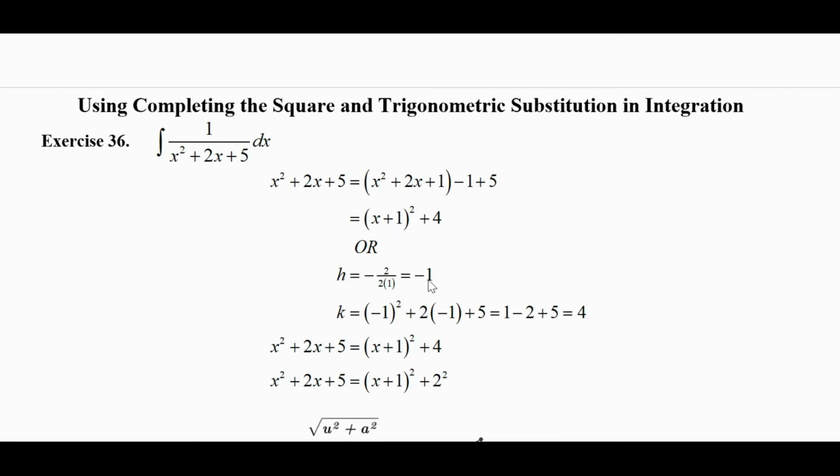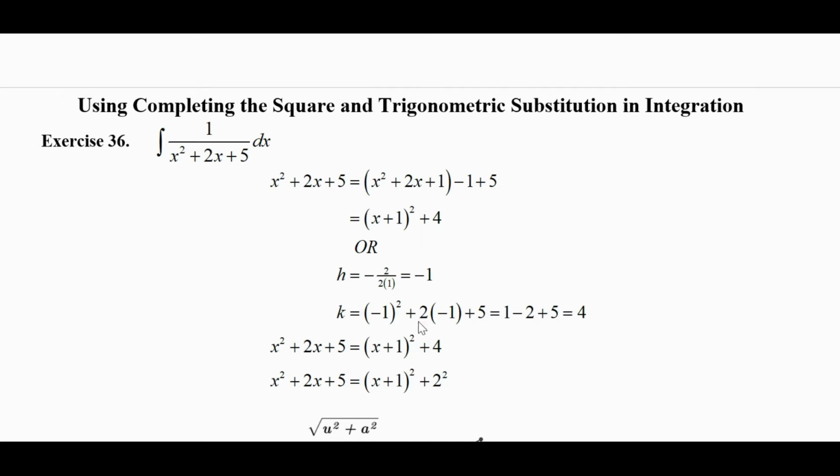To get the 4, we take the negative 1 and plug it into this polynomial, like this. Negative 1 squared plus 2 times negative 1 plus 5. You can see that worked out there. So you square this, you get 1. 2 times negative 1 is negative 2. 1 plus negative 2 is negative 1. Plus 5 more is 4. And so that gives us the 4 there.